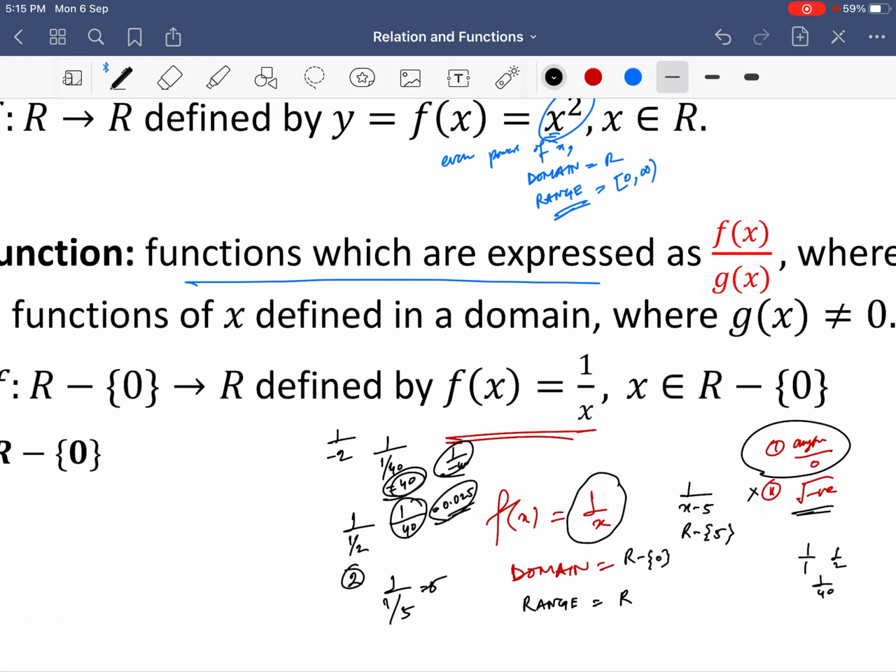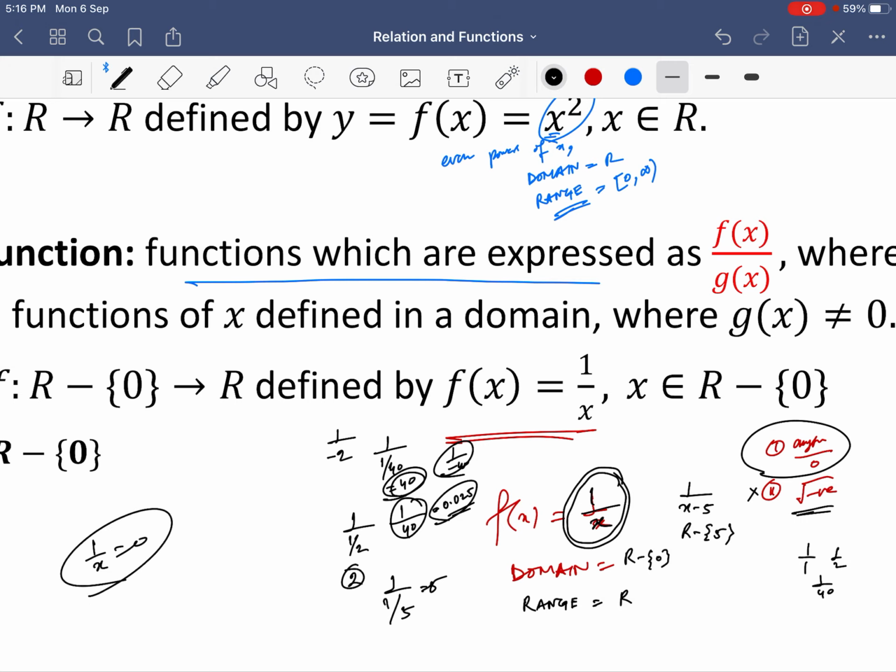Now there is one thing to be noted for this range. For 1/x, can you think of a value of x for which this 1/x becomes 0? Is there a value of x for which 1/x becomes 0? The more you increase the value of x, 1/x will keep on getting smaller and smaller. So 1/x will become smaller, but 1/x will never be 0. There is no particular value of x for which 1/x becomes 0.